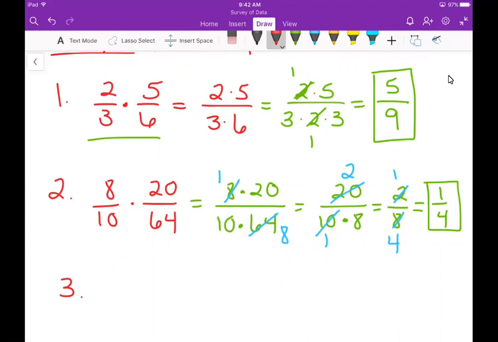All right, on this one, I would suggest pausing the video, seeing if you can do it and get the right answer. So can you take 21/11 and multiply it by 33/7?